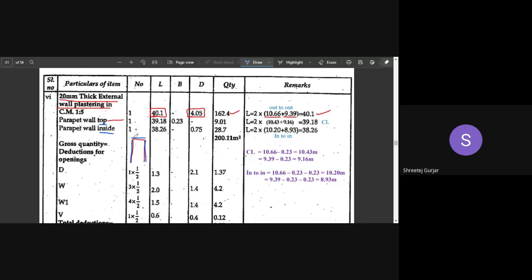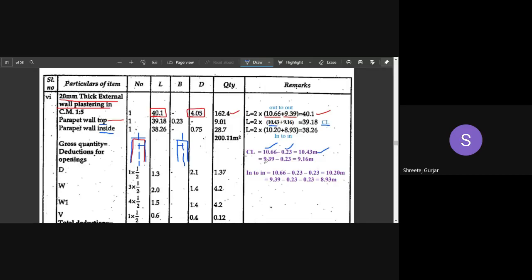How do you calculate this top face? We need to calculate the center to center length, and then the top width. This is the center line. How do we calculate it? Your out distance is 10.66. Then you subtract half of your wall thickness on this side, and there is a parapet wall over here also, so half of the wall thickness on this side. That is 0.23 by 2; half plus half is 1. That is how you get 10.43, which I have mentioned here.